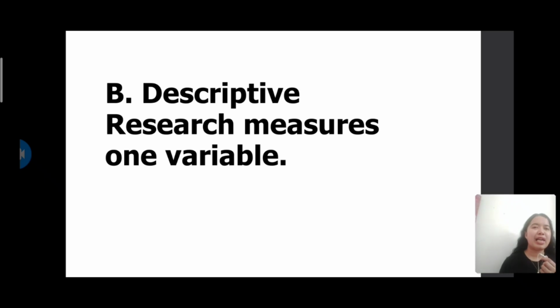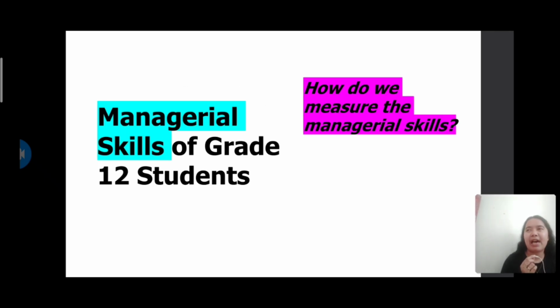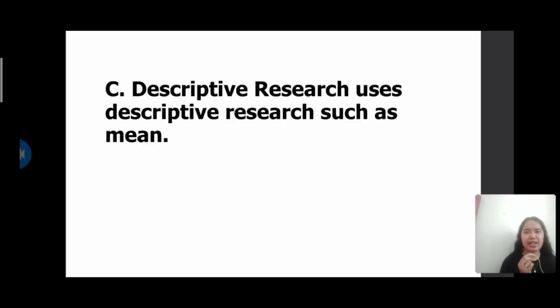With our research title earlier, we only measure one variable, and that is the managerial skills. Now, for the third question, how do we measure the managerial skills? This is asking for the statistical tool we are going to use to measure the managerial skills of grade 12 students. The statistical tool we are going to use is the mean. It's the average of the set of data that we gather. So the third characteristic of descriptive research is that it uses descriptive statistics such as the mean.